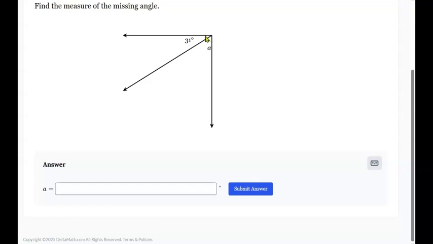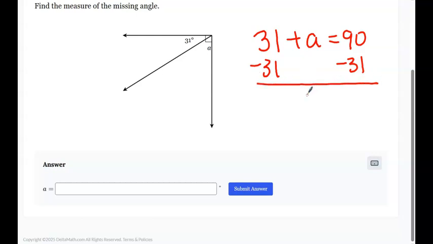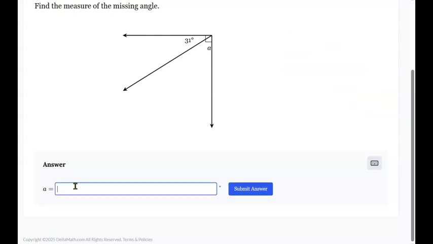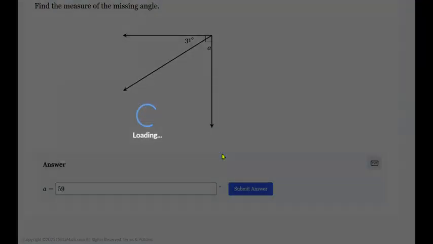When you see this box, that means that the two angles sum to 90 degrees, or they're complementary. So we could say that 31 plus A is equal to 90. We can use our inverse operations to find that missing angle measure. So A is equal to 59 degrees. We'll type that here and try another question.